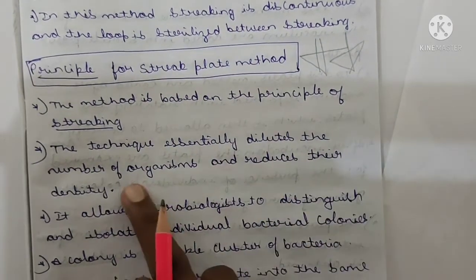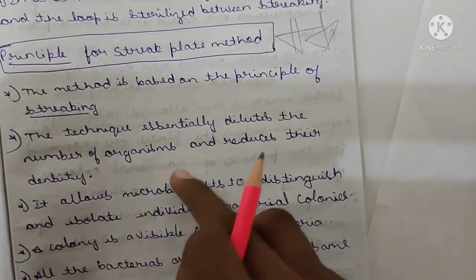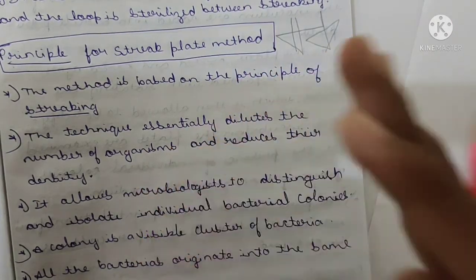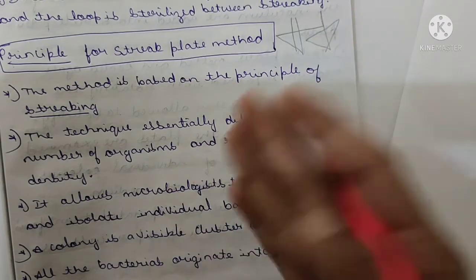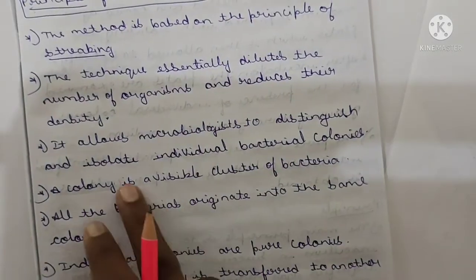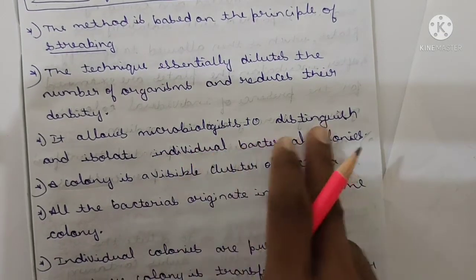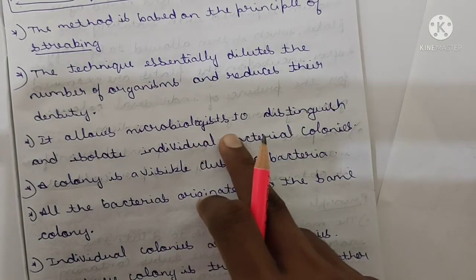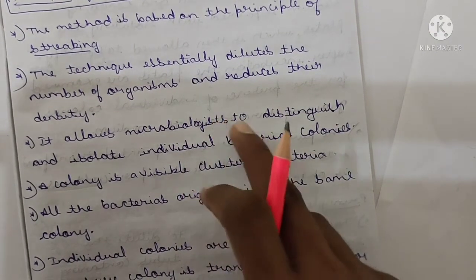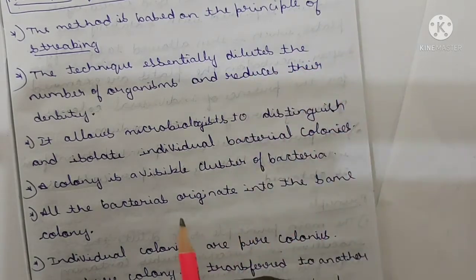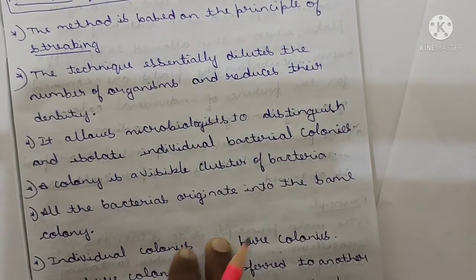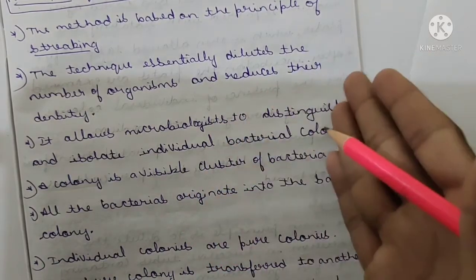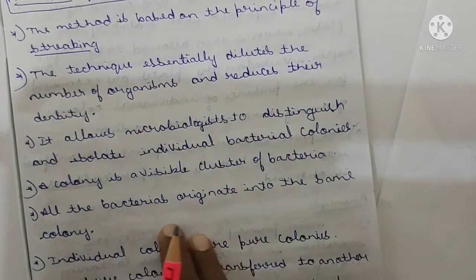Yes, streaking. The technique essentially dilutes the number of organisms and reduces their density. Basically this technique is diluting the number of organisms and reducing their density. By means of this streaking, it allows microbiologists to distinguish and isolate individual bacterial colonies. Microbiologists study microorganisms. By streaking, there will automatically be separation of the colonies, meaning bacterial colonies get separated and they provide greater space to study.